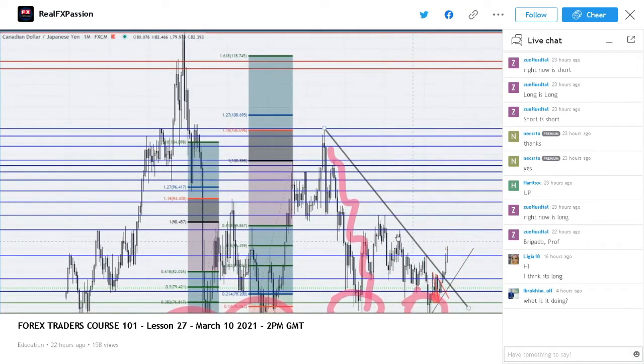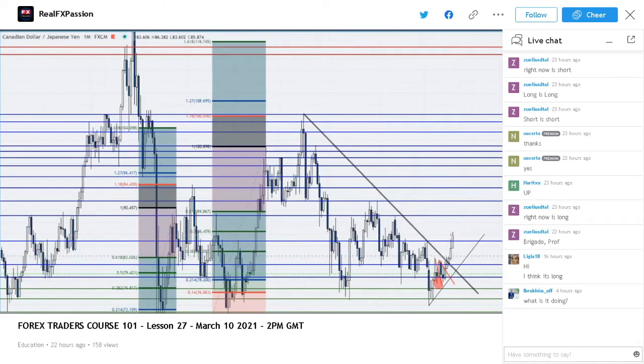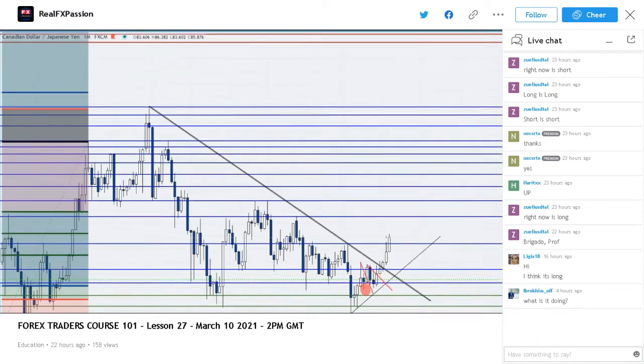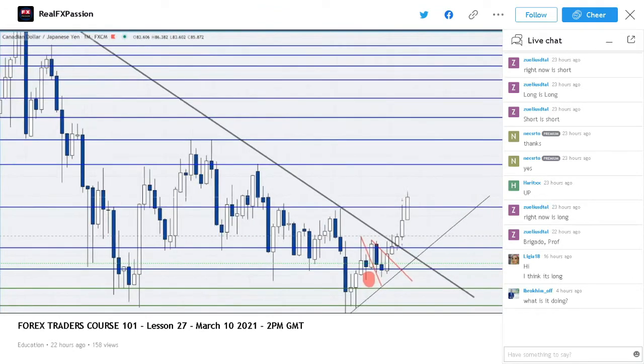So this would be one. And then we learned about trend lines, and we learned about the market wave, and we learned about support, resistance, pivot points, right? So this is the monthly chart, Canada JPY.